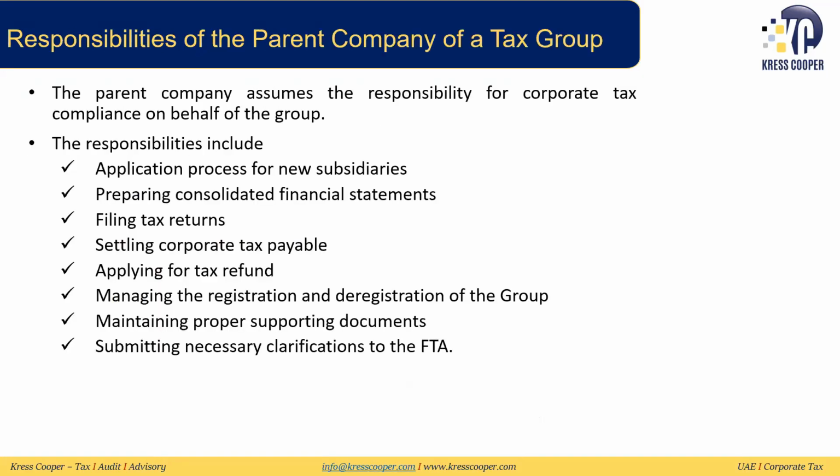We had also discussed that once the parent company and this tax group is formed, the parent company takes some responsibility like a representative member, and it needs to fulfill these responsibilities like applying for any new subsidiaries to form part of the tax group, preparing the consolidated financial statement. It needs to file the tax return on behalf of the members, settle the corporate tax payable, apply for any tax refund, manage the registration and deregistration for the group, maintain any supporting documents, or apply to the FTA for any clarification. So anything will be done through the parent.